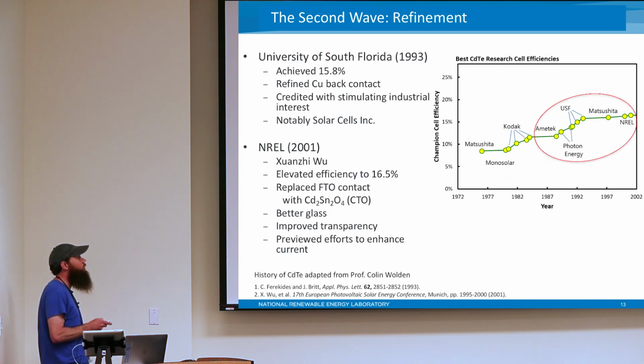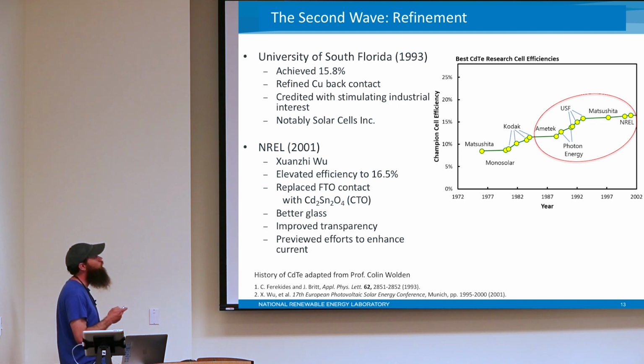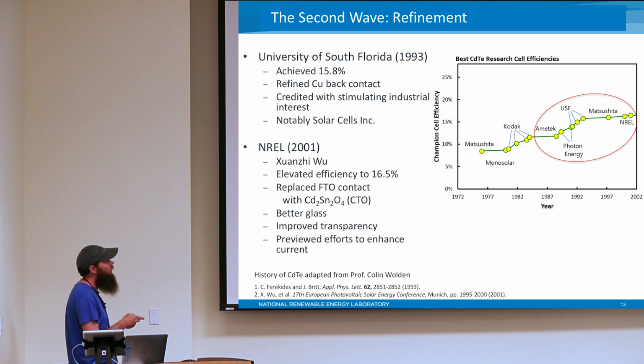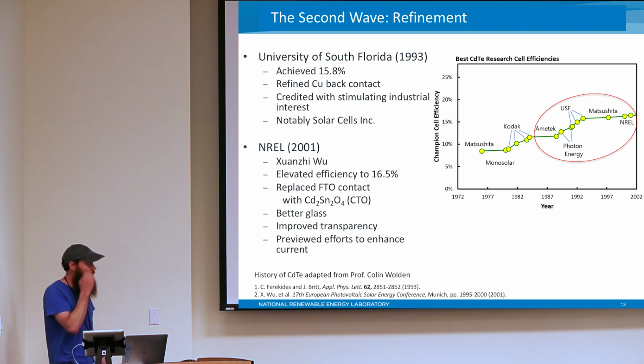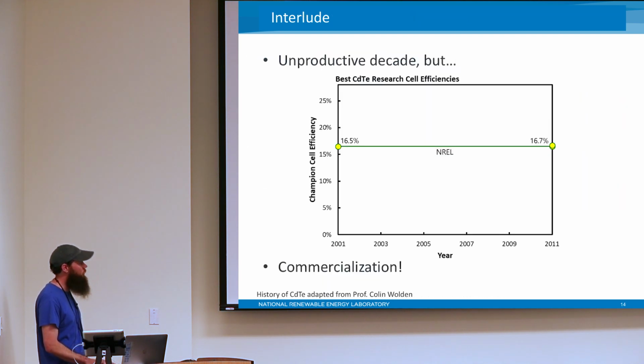There's a little bit more to this second wave refinement than just introducing cadmium chloride. There was also some refinement on the back contact, getting the copper conditions just right, because making that contact, if you do a graded back contact, can help. And there was also playing with the front contact, ways of improving the optical collection. People are thinning the cadmium sulfide layer, using alternate TCOs that might be higher quality, better glass, et cetera. So this kind of previews the efforts to enhance current.